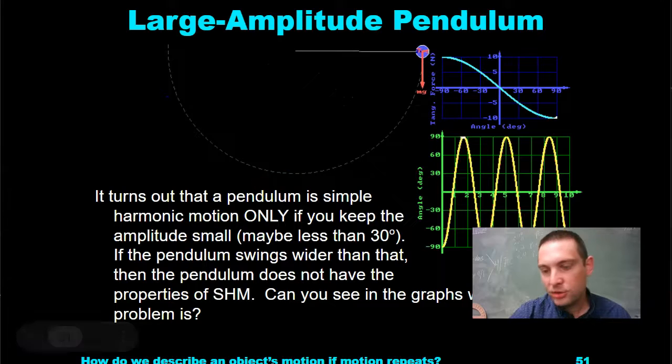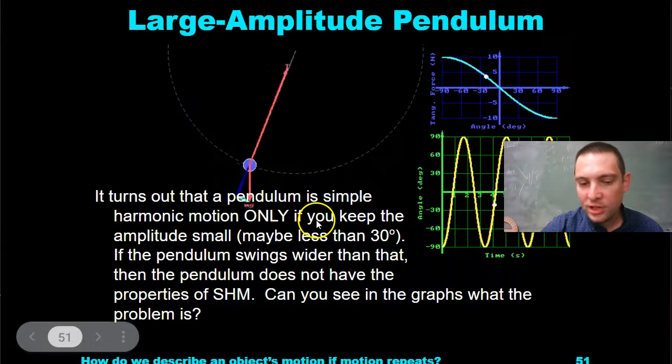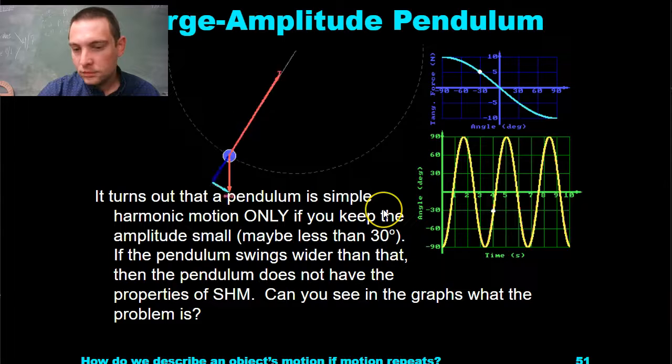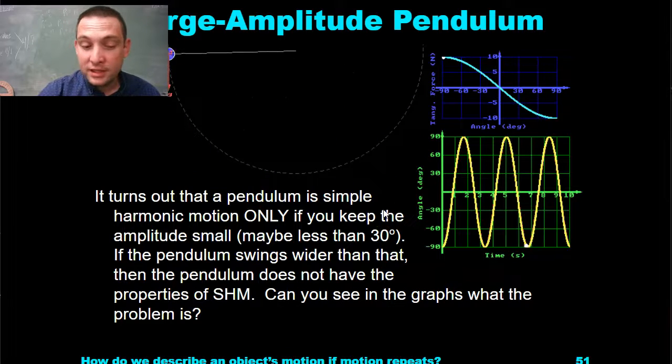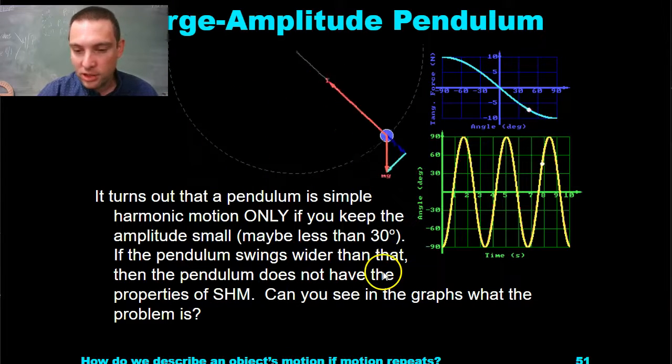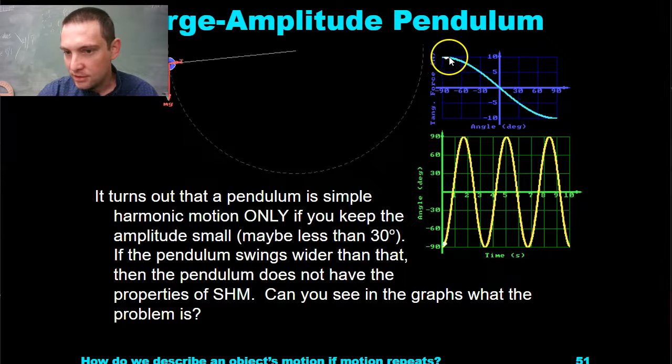A large amplitude pendulum. It turns out that a pendulum is only simple harmonic motion if you keep the amplitude small, so less than 30 degrees. If the pendulum swings wider than that, then the pendulum does not have the properties of simple harmonic motion. Look at the graph, see what the problem is. Look at this.